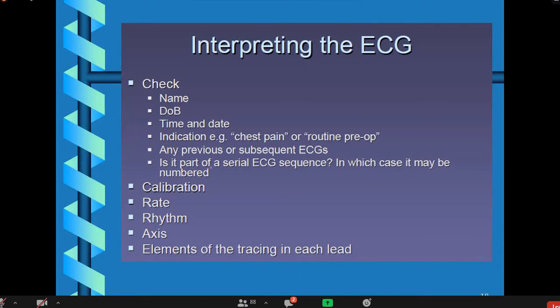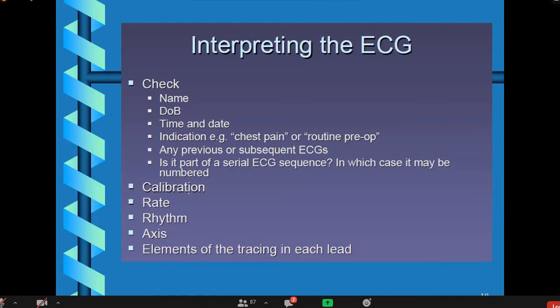Why does this happen? At times you do serial ECGs. Like, a patient arrived and you do ECG number one at, just for example, 10 o'clock. Then your senior orders ECG number two, a repeat ECG, let's say done at 10:15, and the other one at 10:30. So if it's in a sequence, you should write numbers 1, 2, 3, 4.